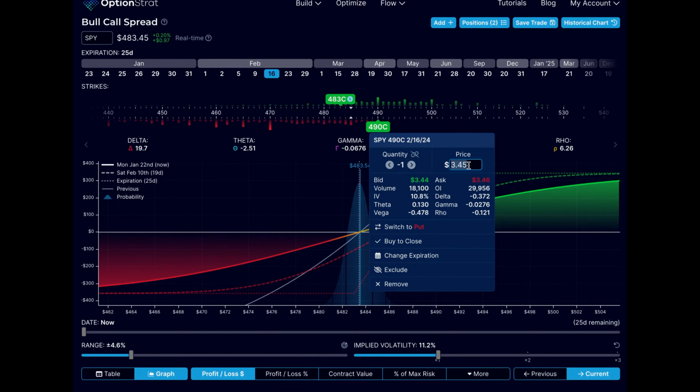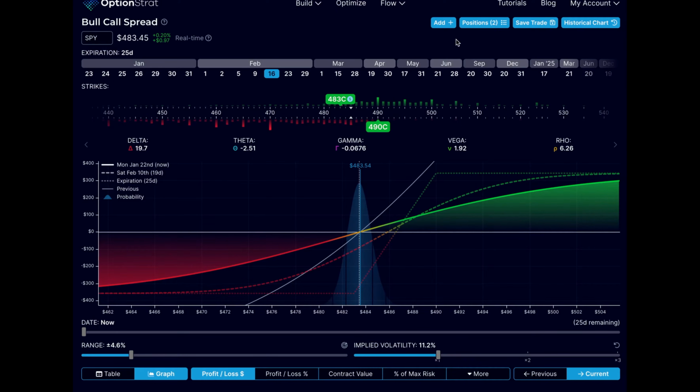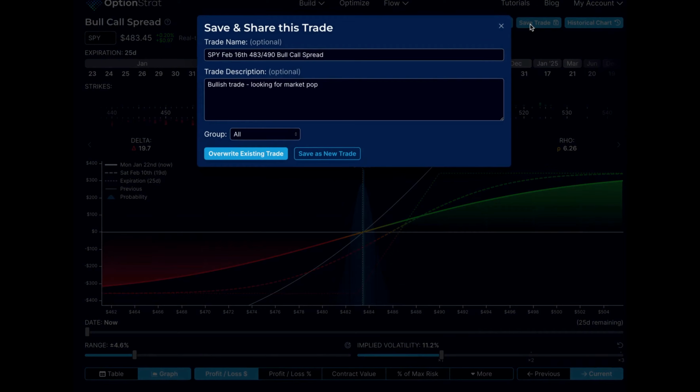If I wanted to put something different in there, or if I went and traded this trade on whatever platform, I can take the pricing that I got off that platform and come back and enter it here so that this is accurately representing my trade for me. But if I like everything about that, then I'm just going to click on Save Trade again. And I can overwrite my existing trade or save this as a new trade.